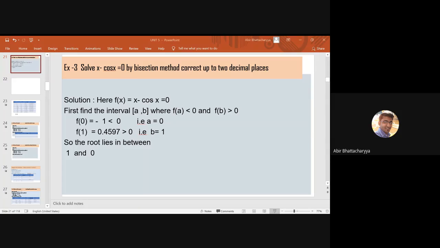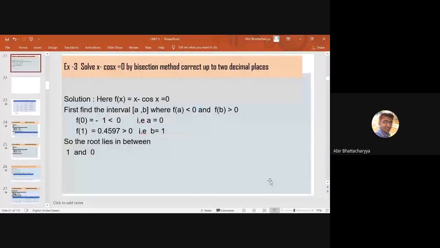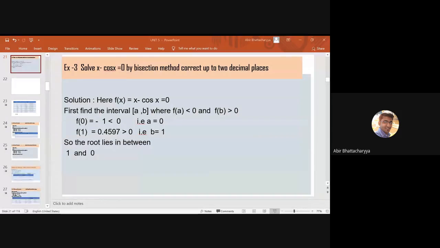Okay, so the first question here, number 3 for today, is x minus cos x equals 0. You have to solve this using the bisection method, correct up to 2 decimal places. Last day, if you recall, we solved some problems where I asked you to solve up to 4 or 5 iterations. Now in this question, I'm not specifying the iterations. That depends on the solution.